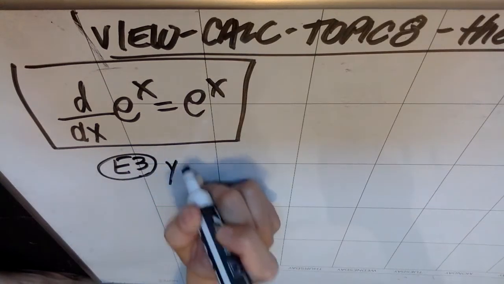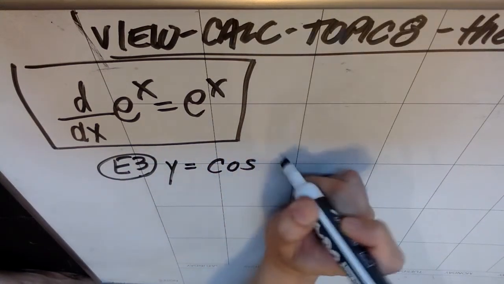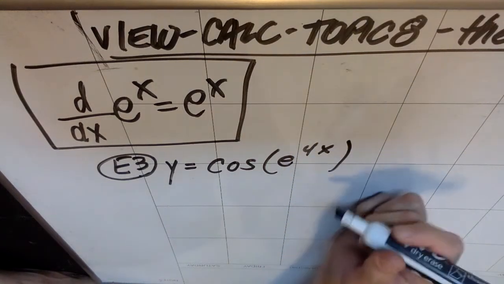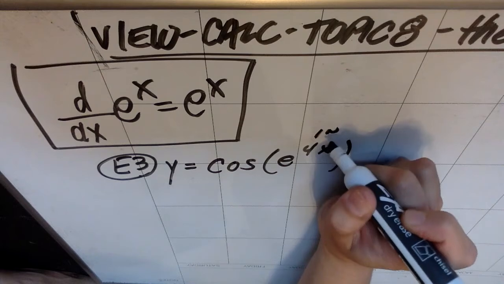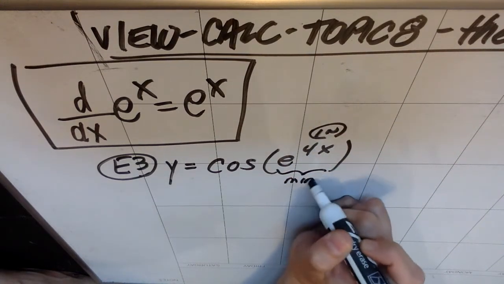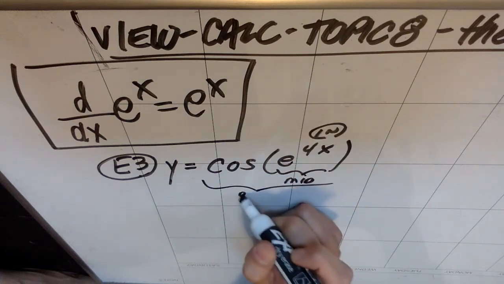In example 3, I'm going to give you y equals cosine of e to the 4x. Well, now I have 3 layers. So the inside layer is the 4x, because that's inside the e function. The middle layer is the e to the stuff, and the outside layer is the cosine.